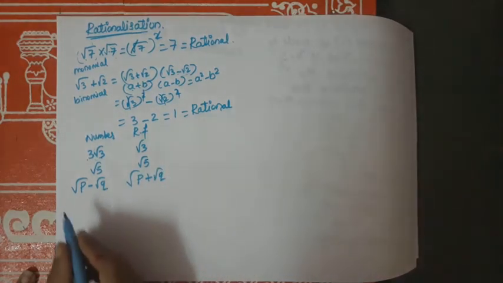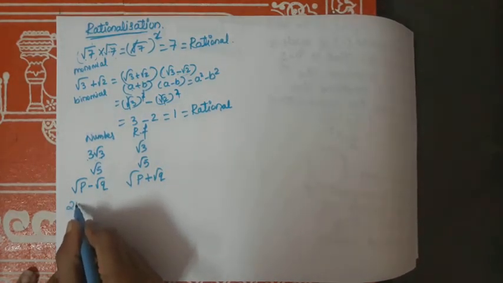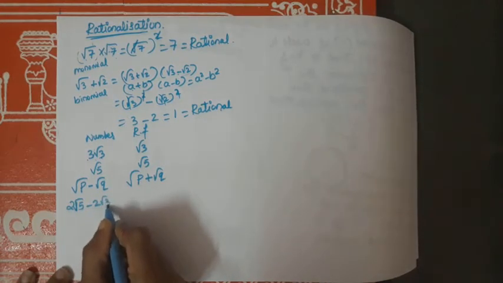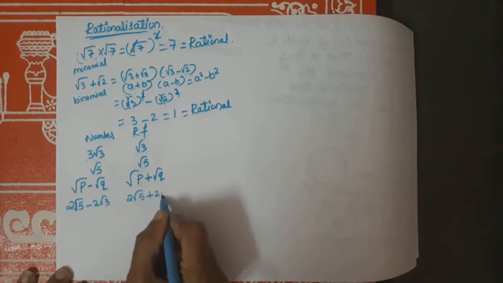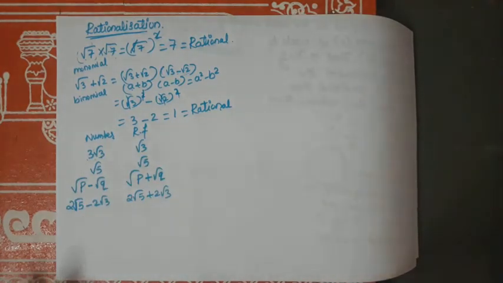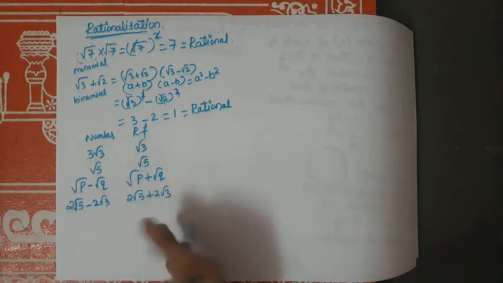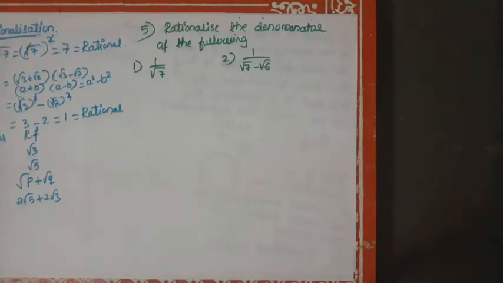Next, if they have given 2 root 5 minus 2 root 3, for this also we use 2 root 5 plus 2 root 3. So these are the examples. Okay, let's now learn the exercise.